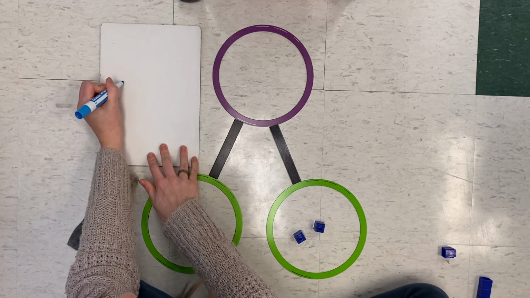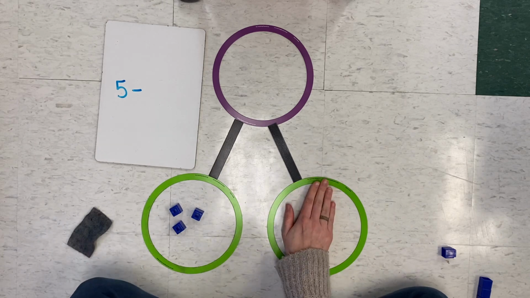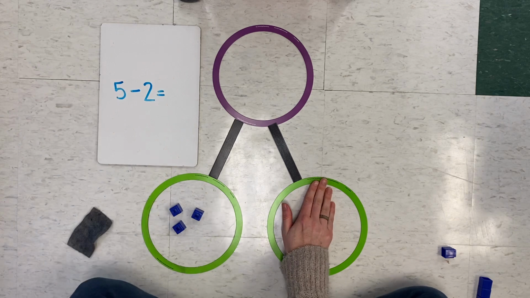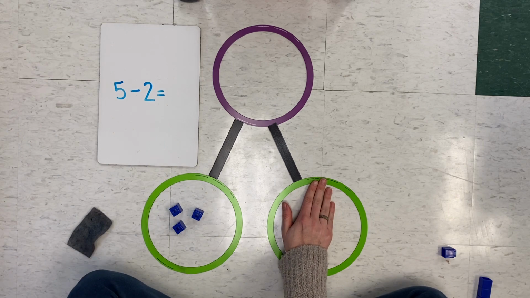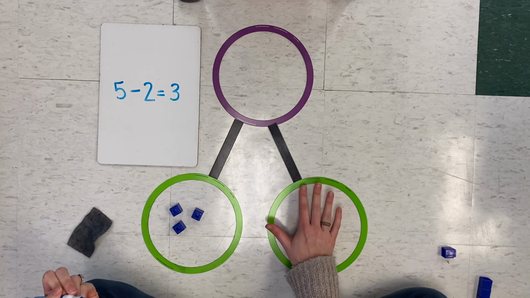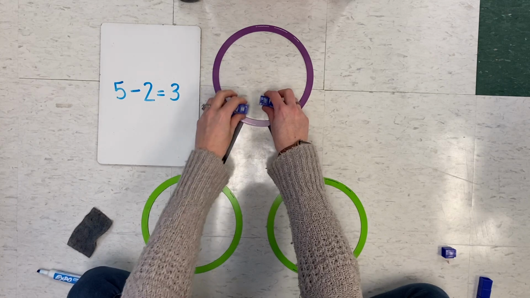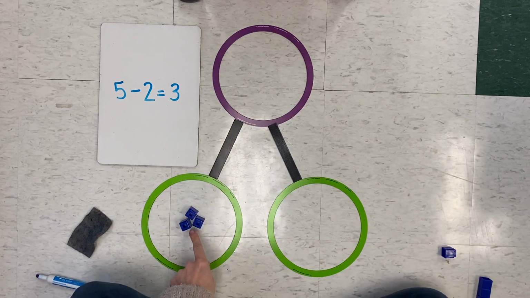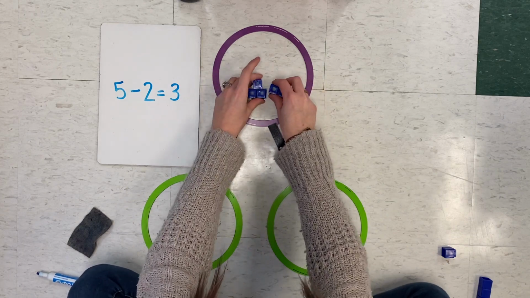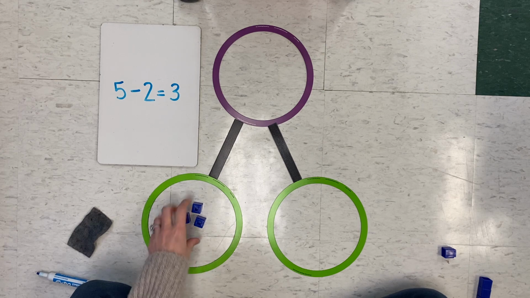If we had 5 blocks and we took away the 2 part, what part do we have left? The 3 part is still there. So 5 minus 2 equals 3, because subtraction is whole minus part equals part. Watch that again. We had the whole thing. We took one part away, so the other part is still there.